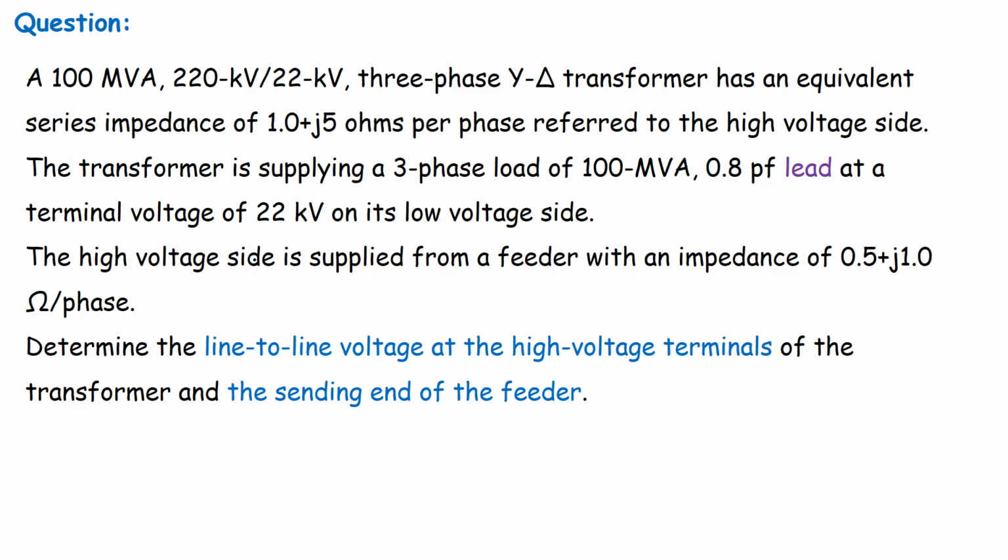Okay, we can look at this problem quantitatively and find out what exactly is the high voltage side line-to-line voltage value. And then using the same explanation, the sending end of the feeder will also be higher than this line-to-line voltage because the feeder has its own impedance. Okay? So as always, in order to solve such a problem, the first step is to draw a schematic representation of the system.